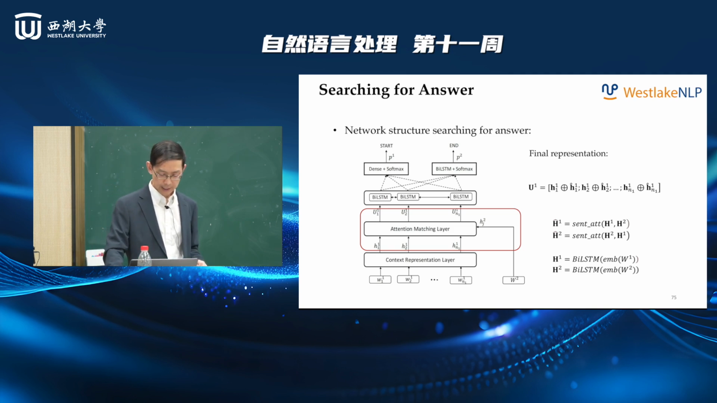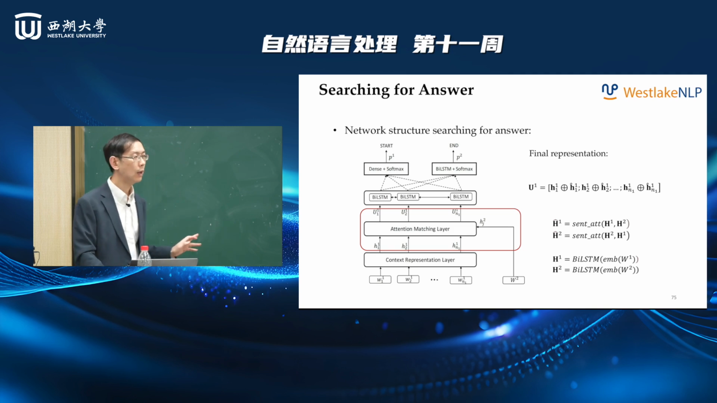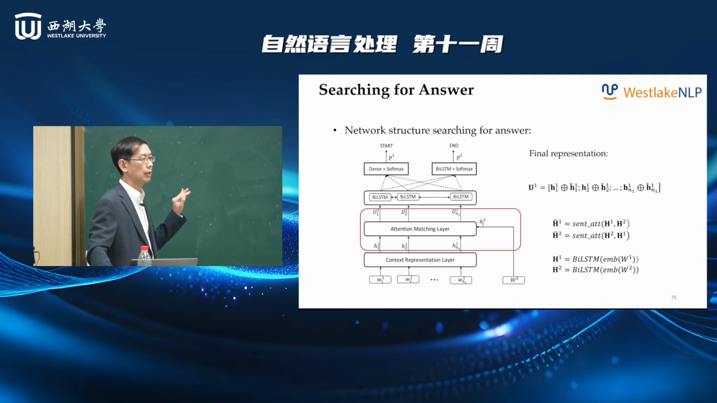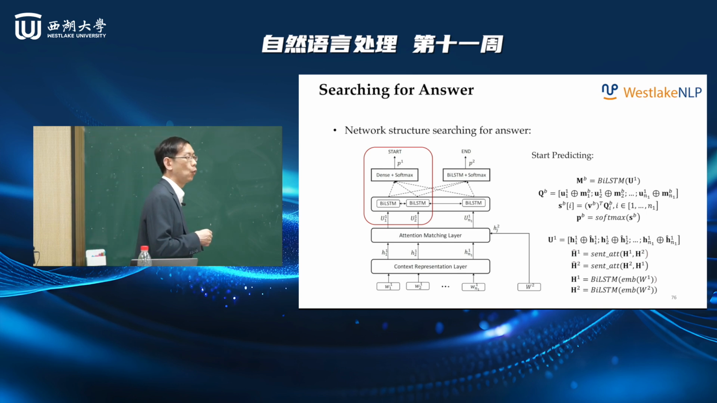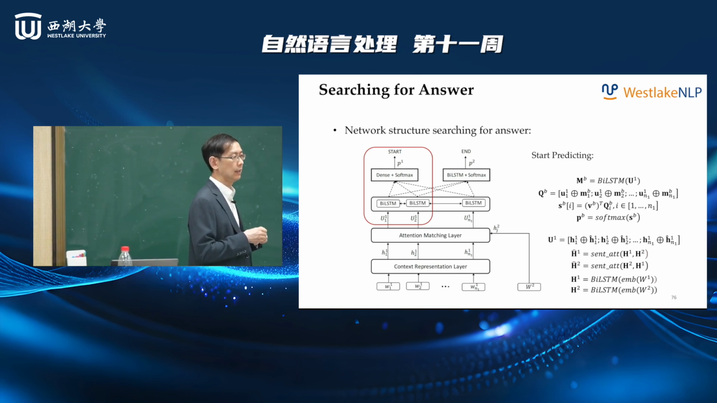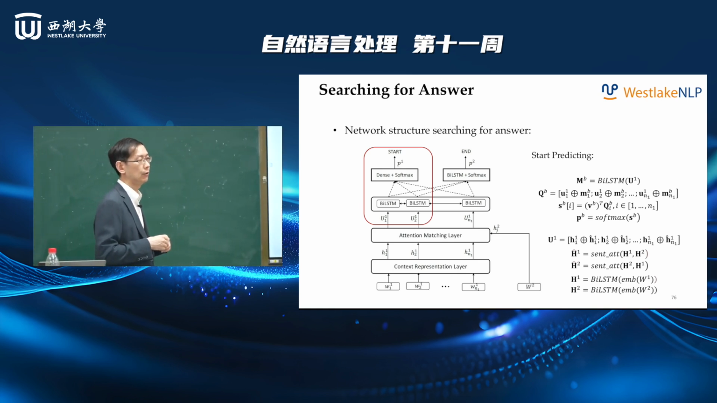And on top of H1 hat, I can calculate U1 by concatenating each H1i and H1 hat i. So I get a representation of W1 with and without W2 information. That's the U1 vector sequence. And then on top of U1, we are ready to predict whether each word is the beginning of the answer span. How do I do that?